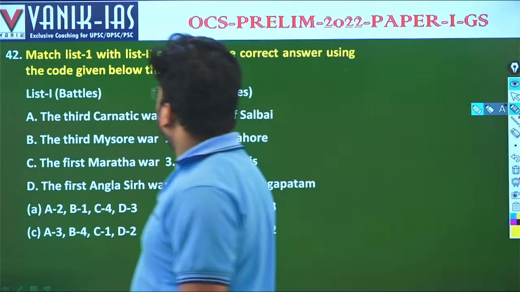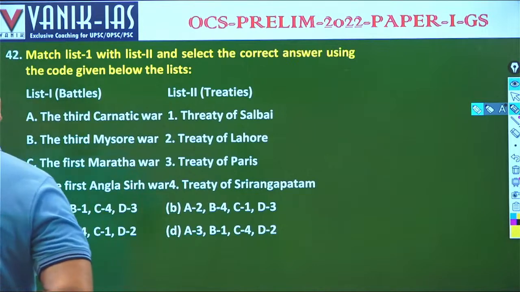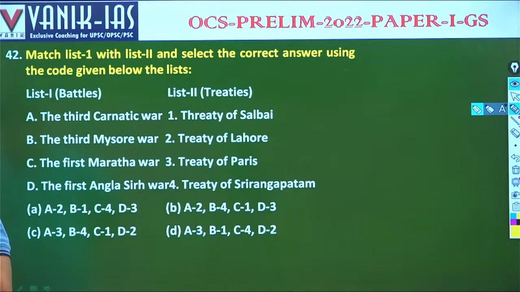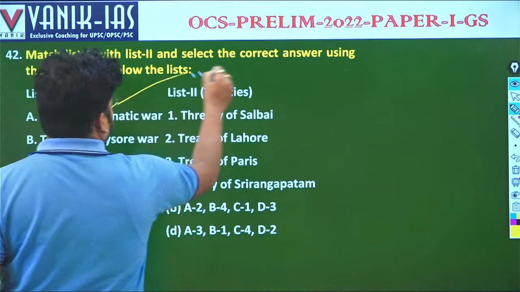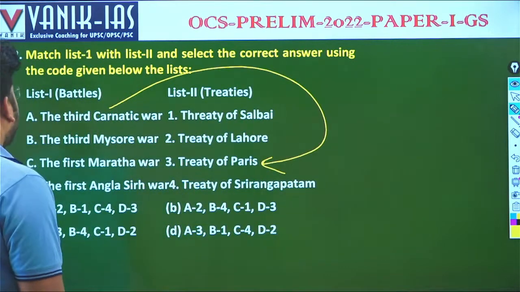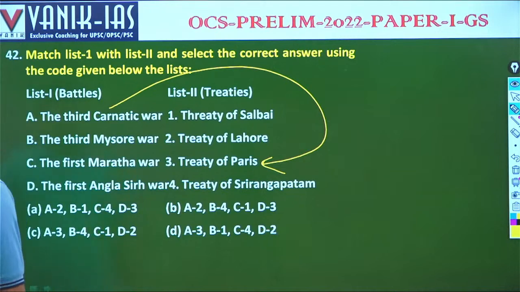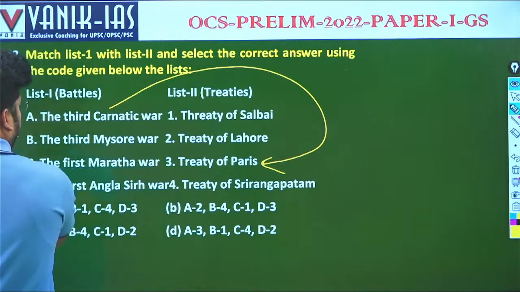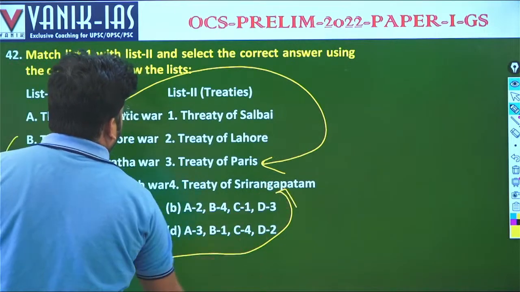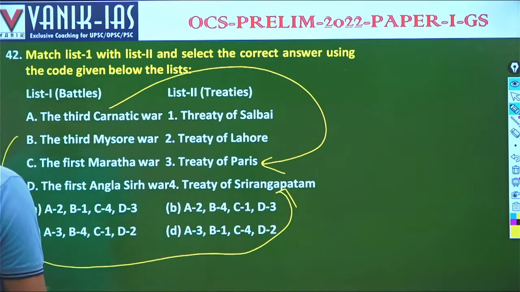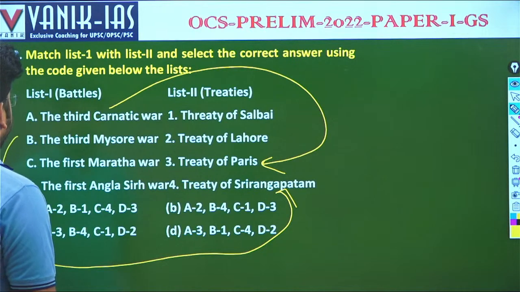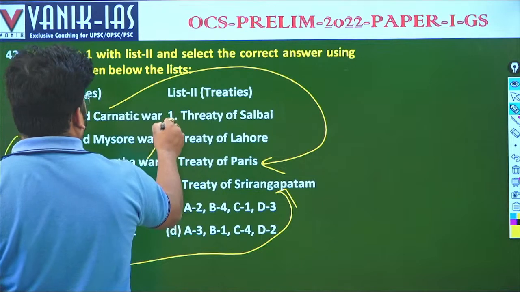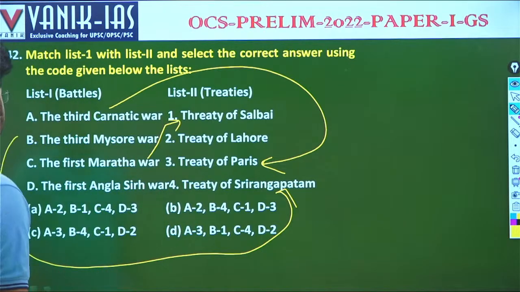Match list 1 and select the correct answer using the code. Right. The Third Carnatic War, Treaty of Paris. Treaty of Paris, Third Carnatic War. The Third Mysore War, yes, Treaty of Seringapatam, Tipu Sultan, right, defeated. The First Maratha War, Treaty of Salbai, First Maratha War, defeated, okay. The First Anglo-Sikh War, it is Treaty of Lahore.